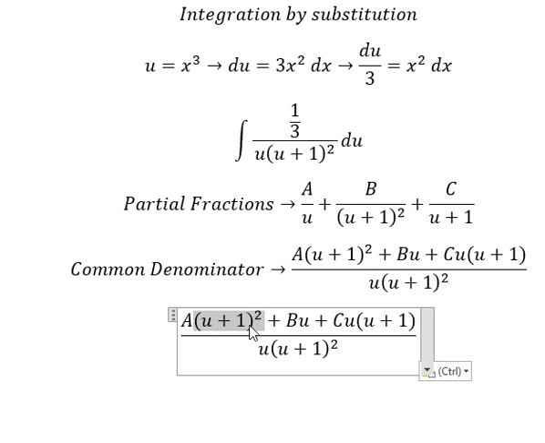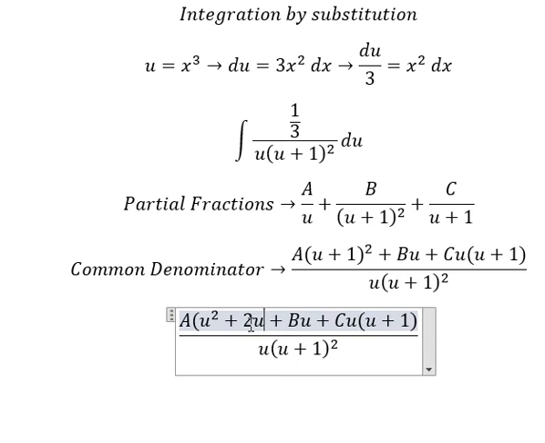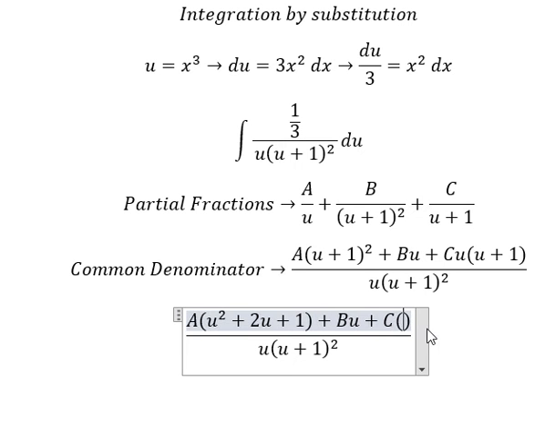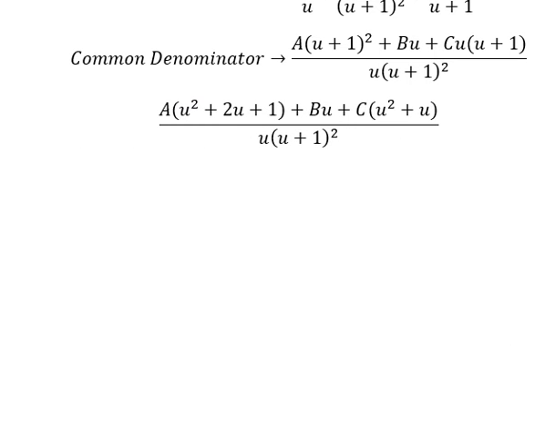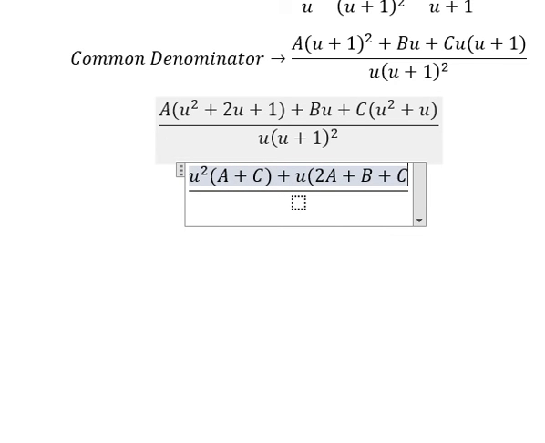Now we need to expand this one, and we have u squared plus 2u plus 1. This one, you get u squared plus u. And now we need to arrange based on the terms of u. For u squared, we have A plus C. For u, we have 2A plus B plus C. For the number, you get A.